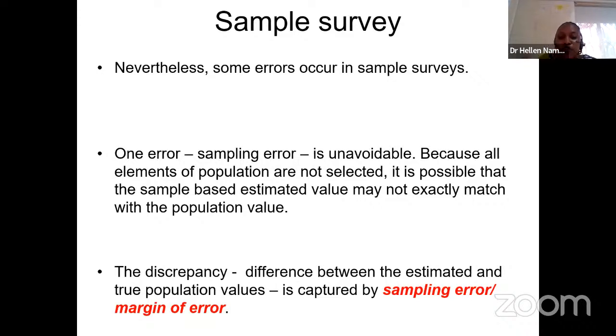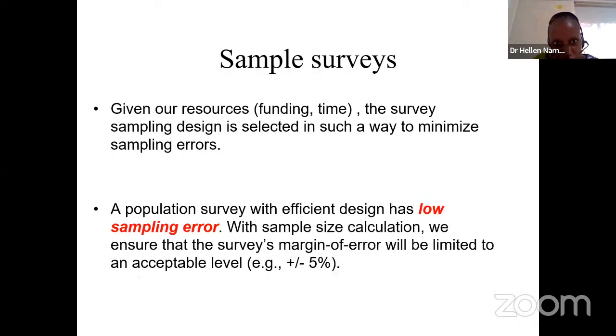So then the difference between the estimated and the true population value, we refer to that as a sampling error, or you can call it the margin of error. All those words mean the same thing. Okay, so sometimes you can ask yourself, why shouldn't we go in for the whole population?